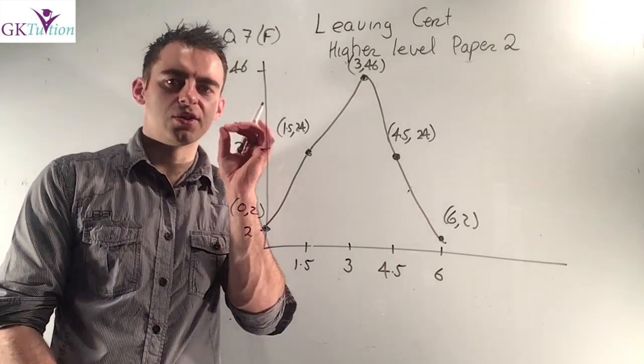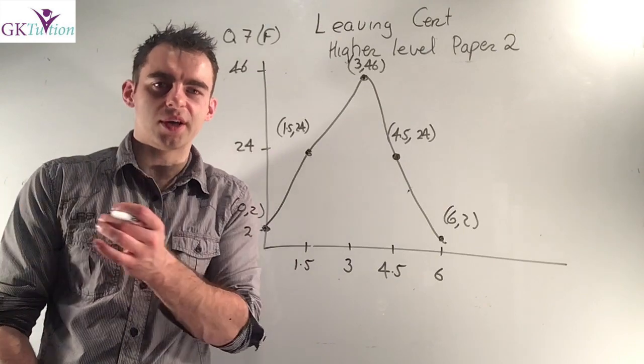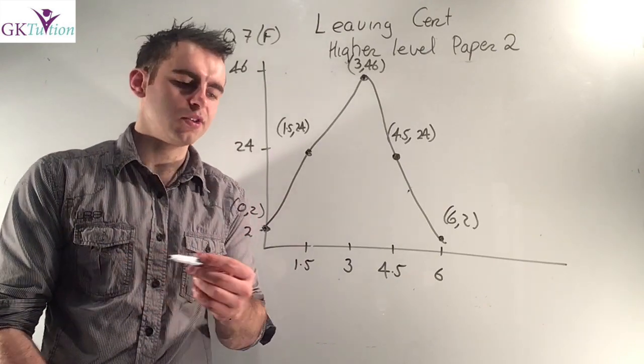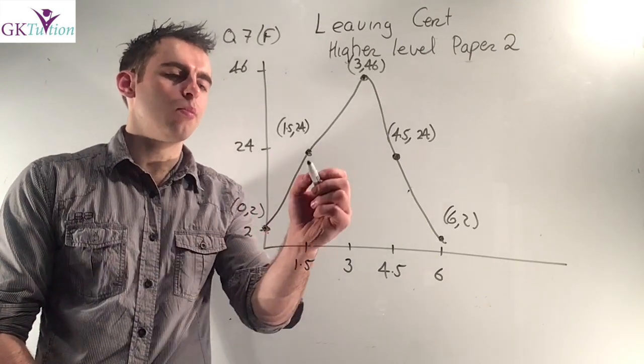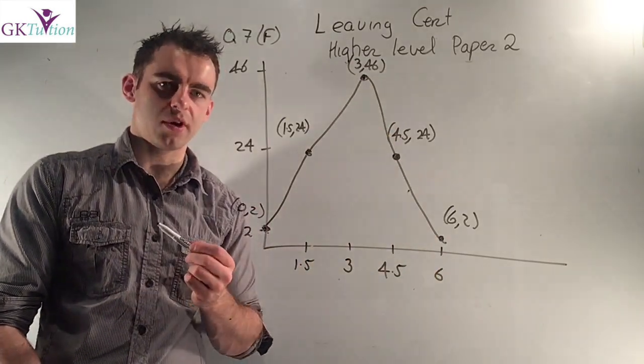Now you can sub in as many values as you want there, because in the previous part of the question we have the actual formula. So you could sub in and be more accurate, but you'll get the full marks, you'll get your 10 marks for plotting those points and drawing your graph.